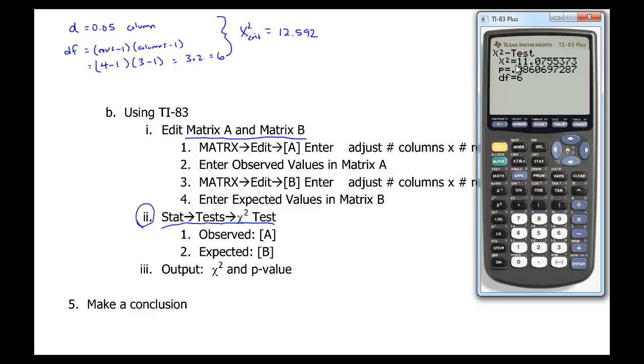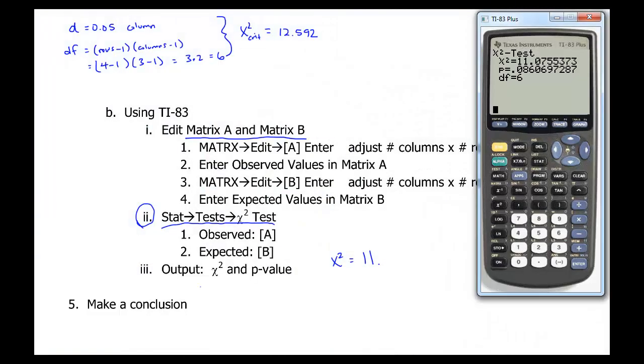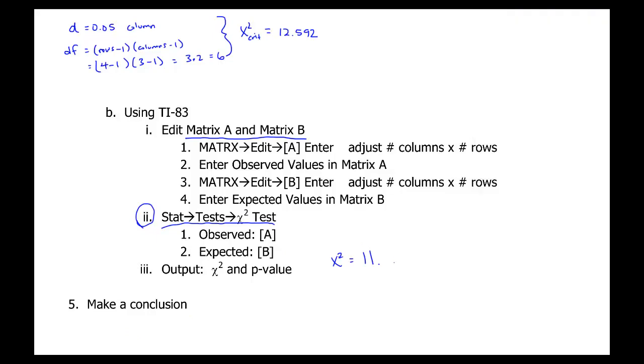So the chi-squared value is the first number. This P is for p-value. And then it'll tell you your degrees of freedom, which matched what we calculated before. So let's write these down. .08 we'll round up. And the p-value.